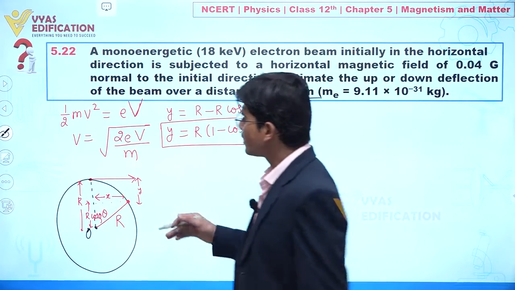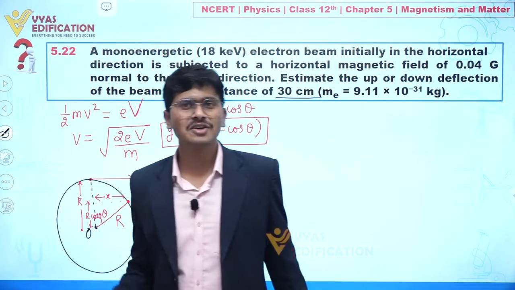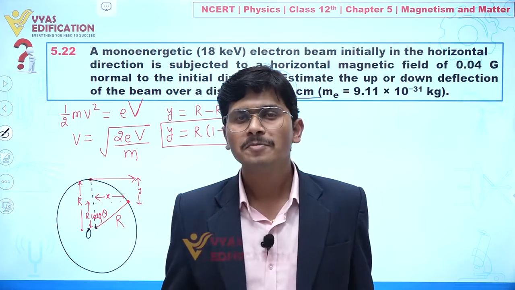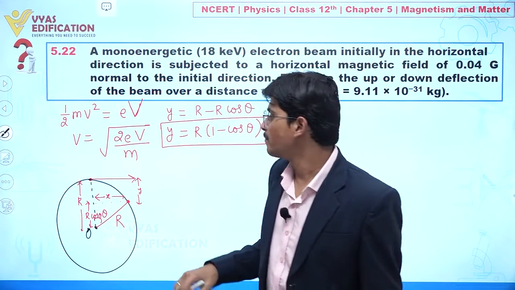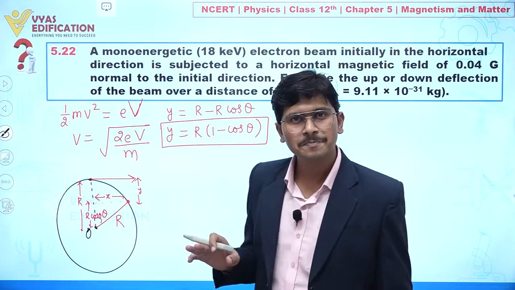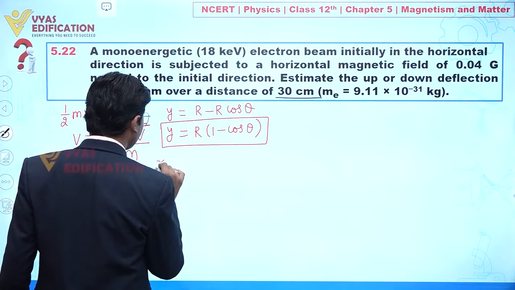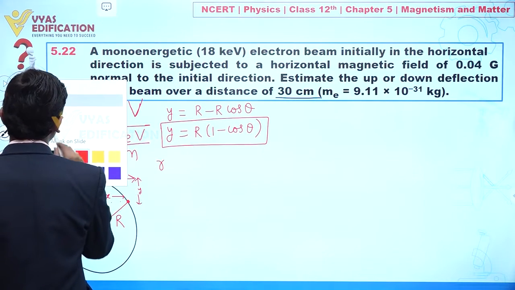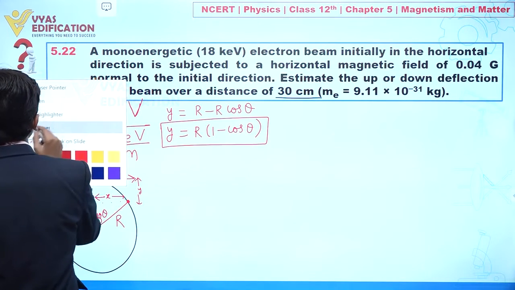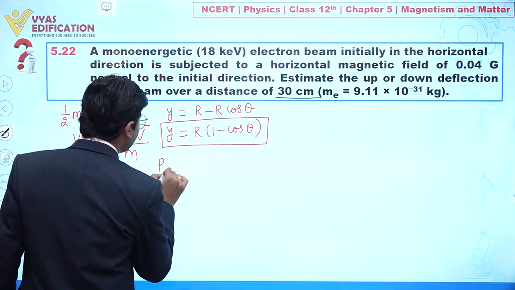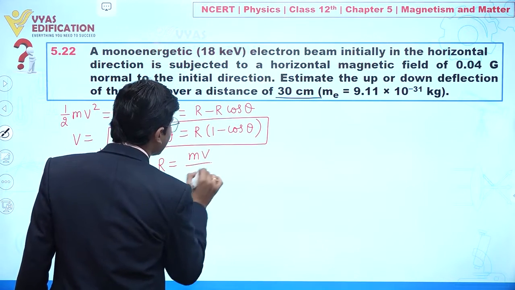Now it is very clear, this electron is actually going in a circular path because the magnetic field is acting perpendicular to its initial direction. Clear? So from there we can say this is the radius, capital R. How can we calculate this capital R? Directly, you know the formula: capital R is given by mv by qB.